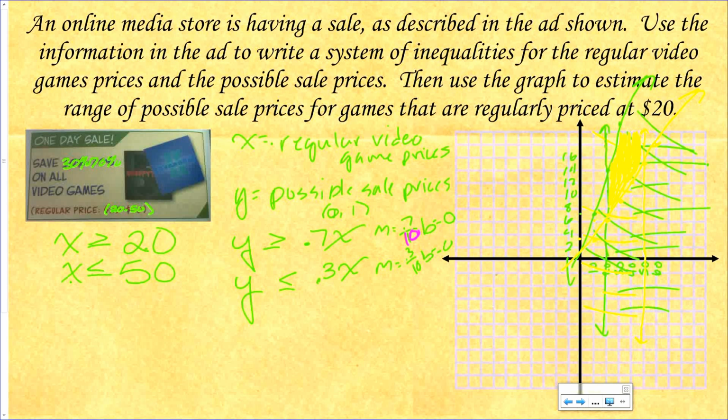Then use the graph to estimate the range of possible sell prices that are regularly $20. Well, it can go from $6 to $14. How can I tell that? This is my lowest point where they overlap right here, which is at $6. My highest point is at 14, because then it starts going that way. That's what the graph tells us.